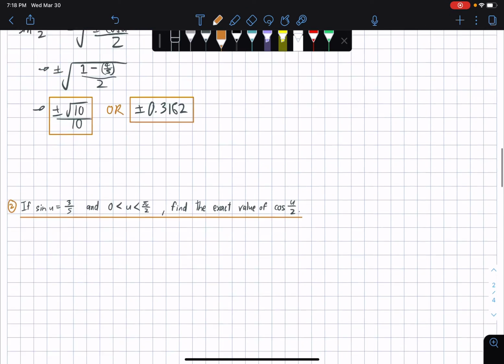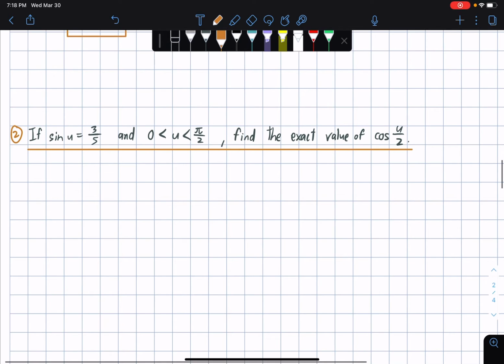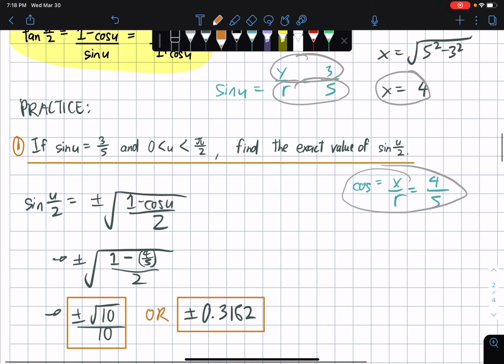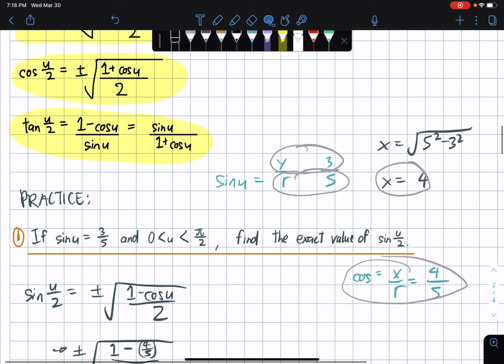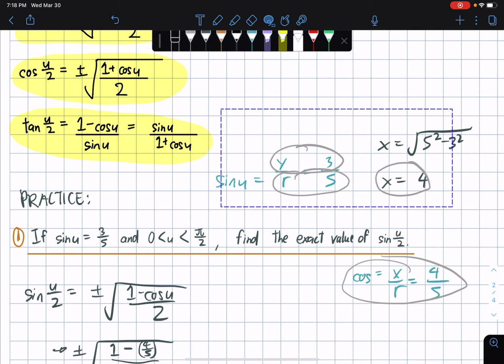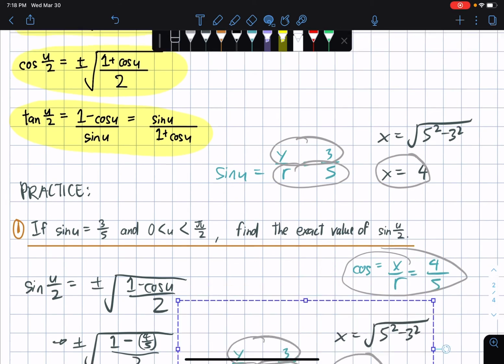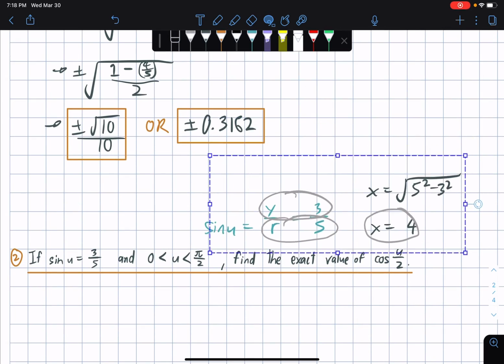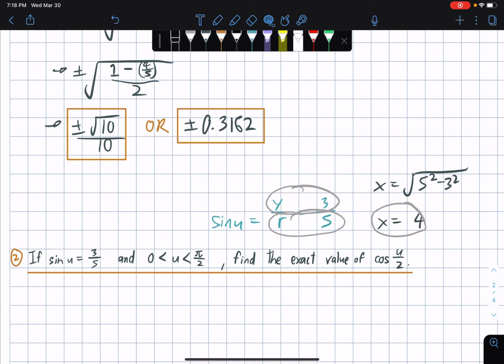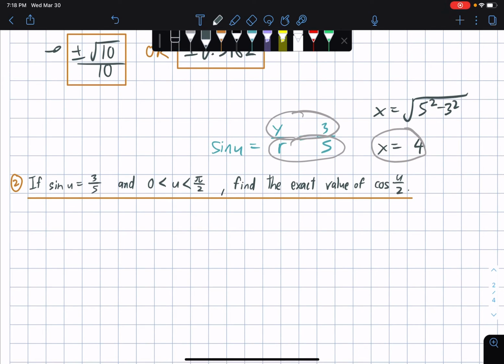Let's move on to number 2. If sine u is equal to 3 over 5, there's no change at all. So I think it's pretty understandable. Don't follow me though; this is just for the sake of the lesson. Try not to do this during your exams, otherwise you might take more time when you want to make sure of your answers. I'm just trying to draw conclusions. Since sine u is 3 over 5, y over r, and when you find x, it's still 4.